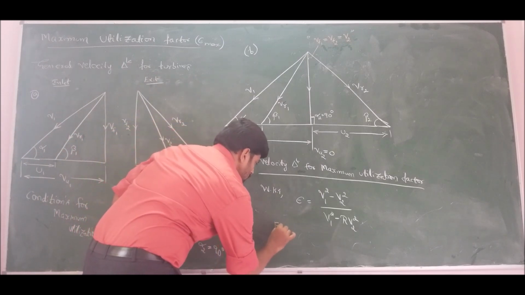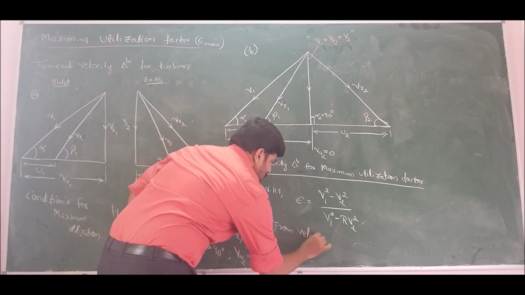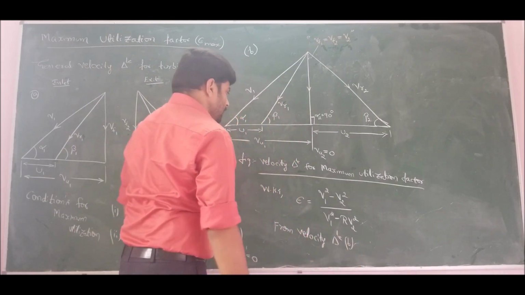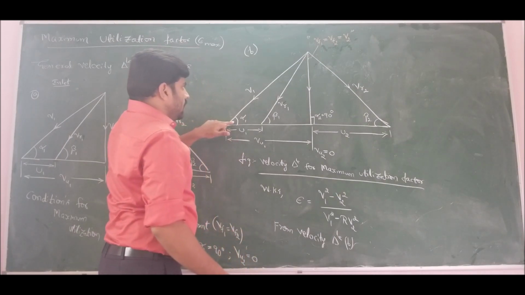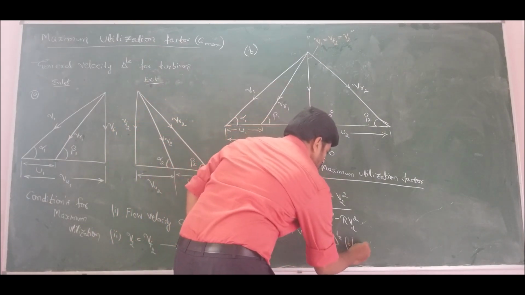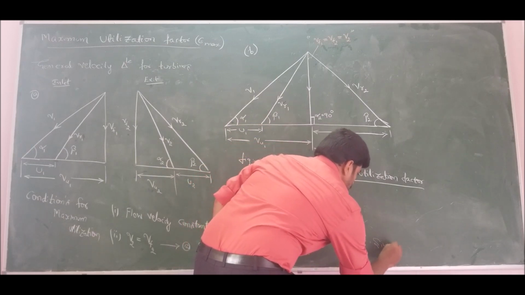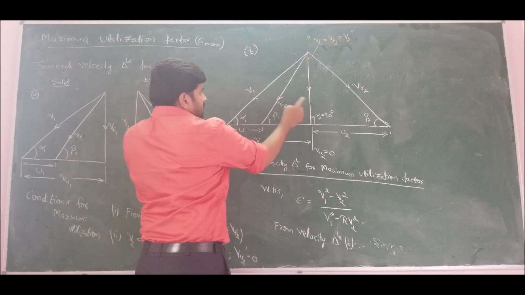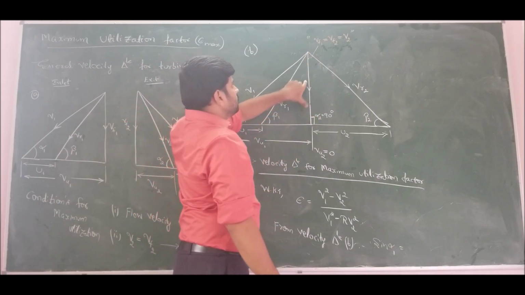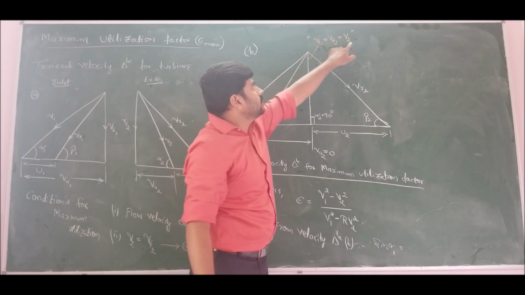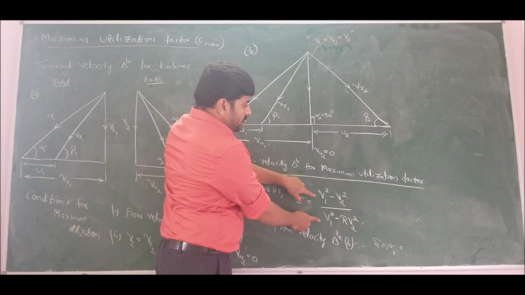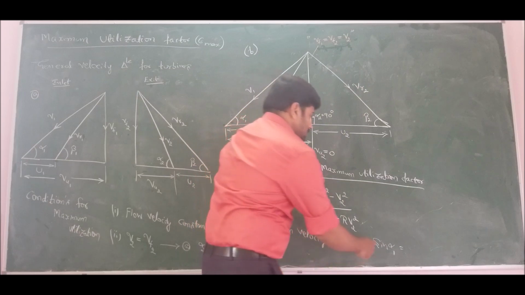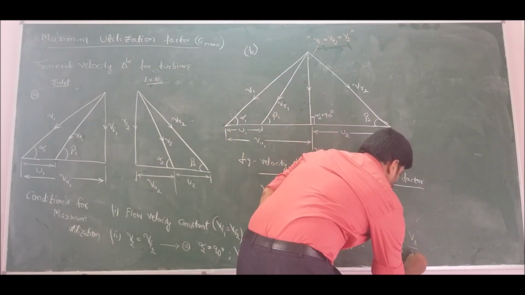So from velocity triangle B, which is the velocity triangle for maximum utilization, I can write sin alpha 1 as, taking the bigger velocity triangle, opposite side by hypotenuse. The opposite side is nothing but Vf1, which is equal to Vf2, which is again equal to V2. So if I clearly observe, I have here only V2 and V1. Therefore, sin alpha 1 is equal to V2 by V1.